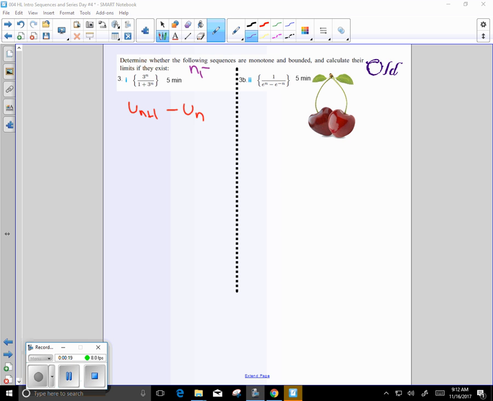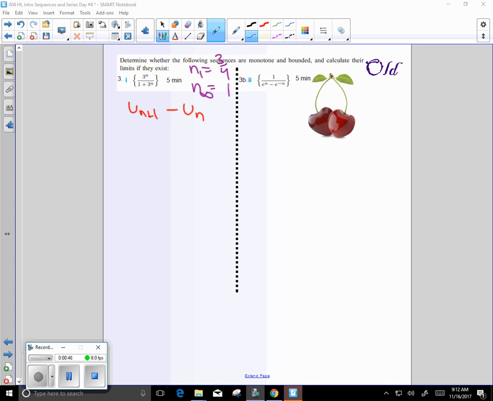What's n equal to 1 going to be for this guy? When n is equal to 1, 3 over 4. What is n going to infinity going to be? 3 to the n, forget about the 1. 3 to the n over 3 to the n is what? 1. So what do you anticipate this to do if it is always increasing or decreasing? What do you think it's going to do?